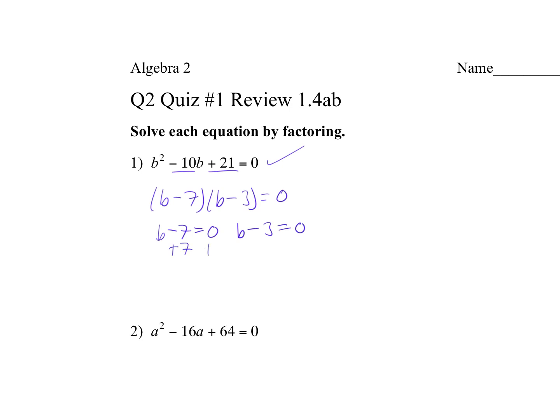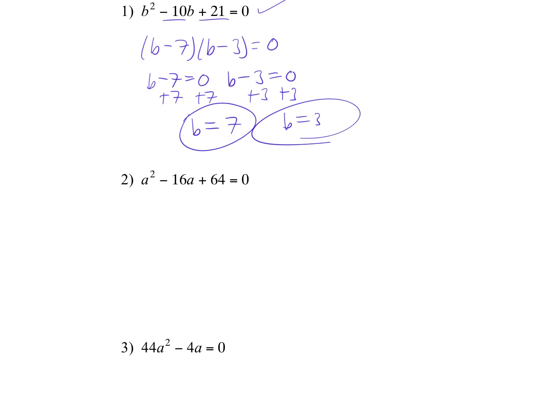So let's add 7, add 3. Then we get our two solutions, b equals 7 and b equals 3. And I keep saying it, in all of these you should get two solutions. There are special cases where you might just get one. Something like the second one, I'll tell you now, is one that's going to have one solution, and I'll show you why.